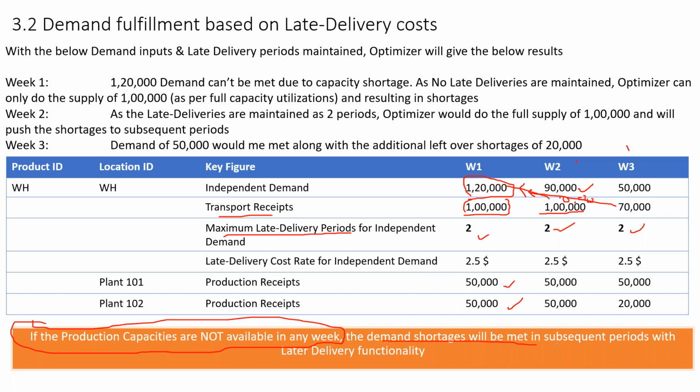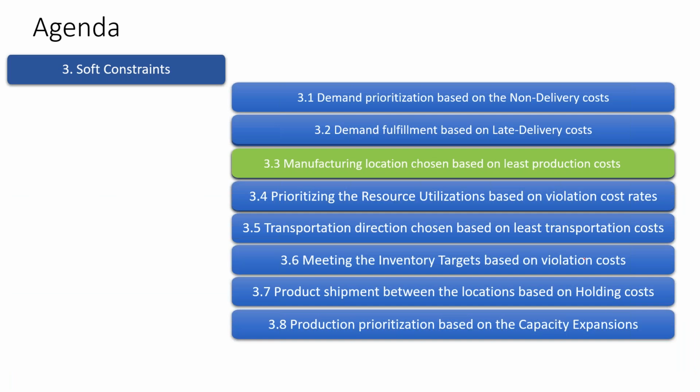Demand shortages would be met in the subsequent periods with the late delivery functionality. What's the third one? Manufacturing location chosen based on the least production costs. I think you know it, guys, so we don't have to get in there. The least production cost would be picked up on priority if you're running your supply optimizer. Prioritizing the resource utilizations based on violation cost rates.